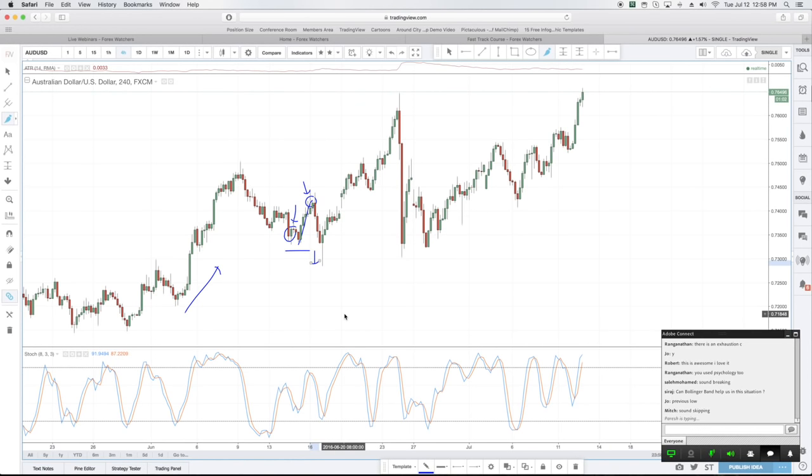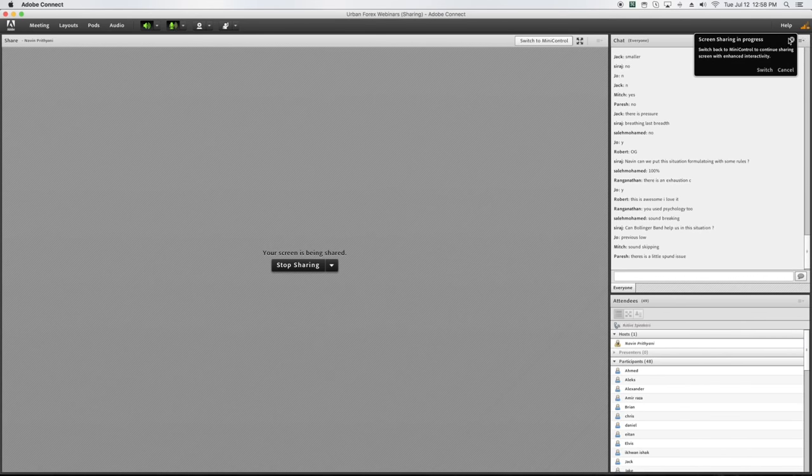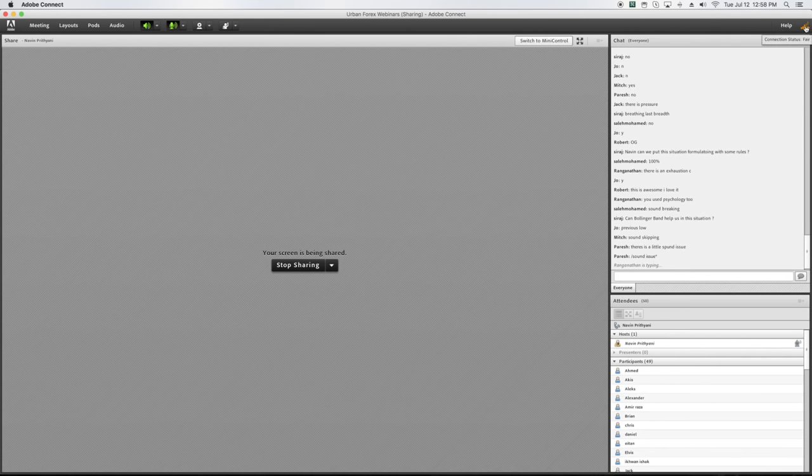Okay, sound skipping again. Give me one second. I don't know if you guys can see my screen, but on the top right, my connection says fair. Give it a second. Okay, the sound should be back to normal for everyone. I think it should be fine now.